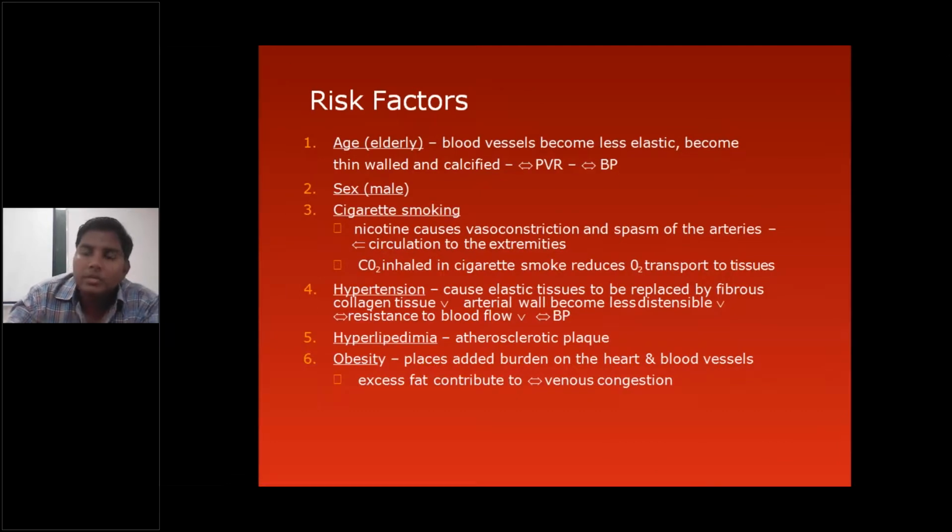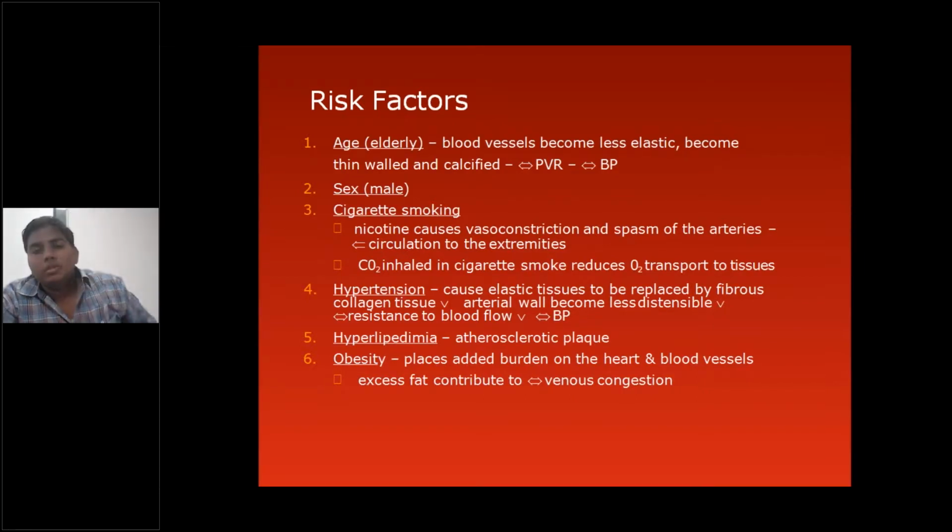Coming to the risk factors: elderly age, hypertension, diabetes and metabolic syndrome. Gradually, with wear and tear, blood vessels become thin-walled and less elastic, so there will be increased calcification. Males are more prone. Cigarette smoking is a risk factor, as nicotine in cigarettes can cause vasoconstriction, and carbon monoxide can compete with oxygen transport to the tissues, more so in carbon monoxide poisoning.